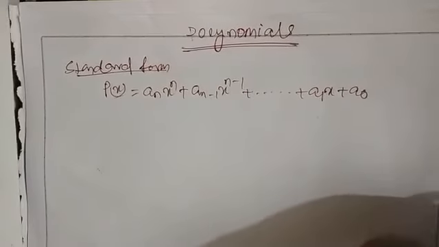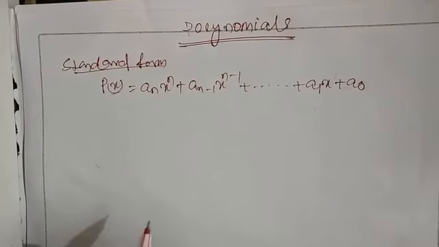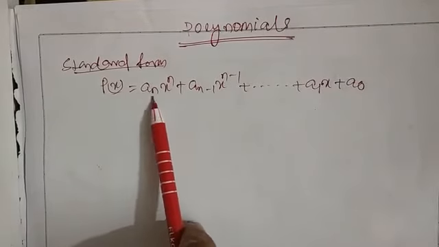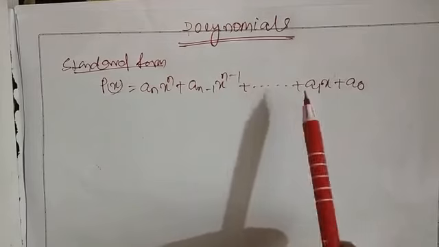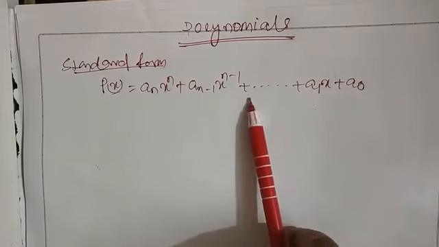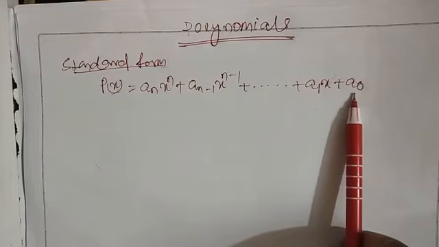In this video we shall discuss polynomials. The standard form of a polynomial is p(x) = a_n x^n + a_(n-1) x^(n-1) + a_(n-2) x^(n-2) and so on, up to a_1 x + a_0.